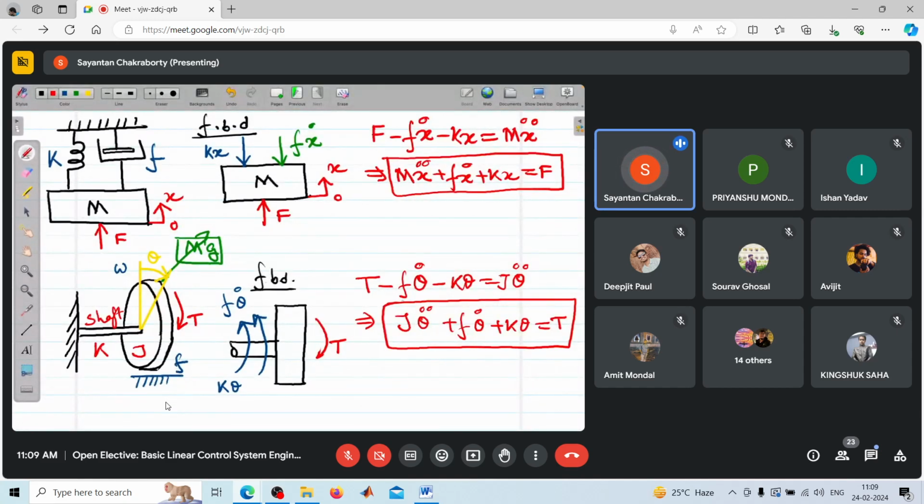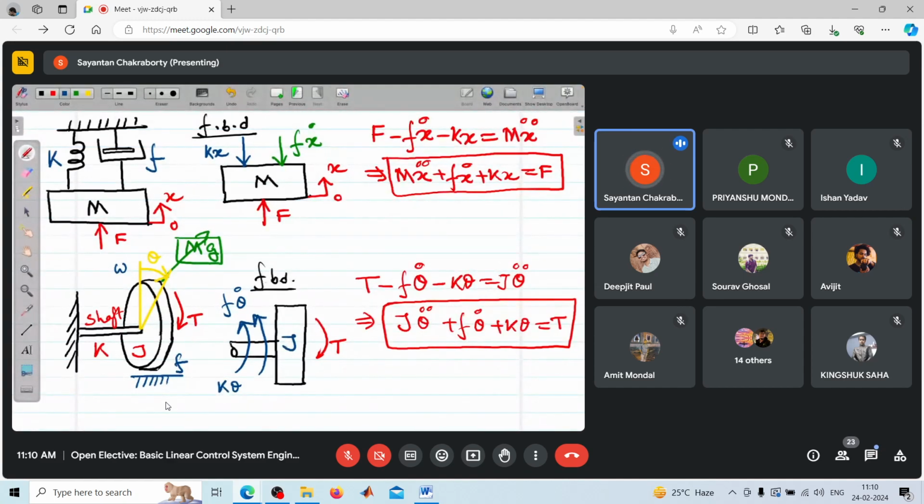Now, what is the similarity between these two equations? This is a linear differential equation with constant coefficients. What is the order of the differential equation? Second order differential equation, because each of them constitutes two energy storing elements: the spring or the shaft stiffness, and the mass or the inertia.